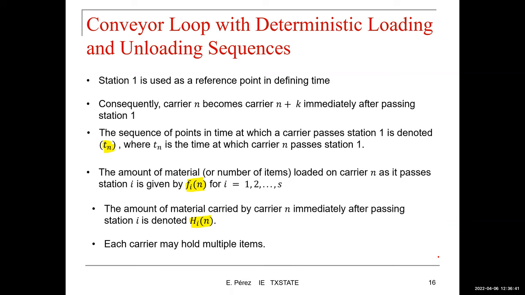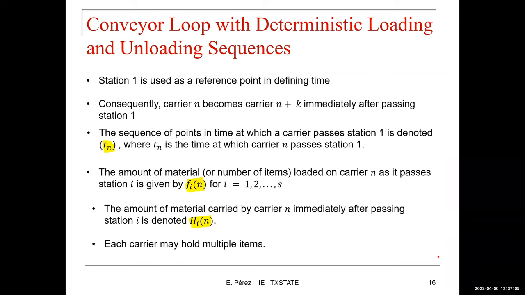The sequence of points in time at which carrier passes station one is denoted by Tn, where Tn is the time at which carrier N passes station one. The amount of material that is loaded on carrier N as it passes station I is given by Fi of N. So N is the carrier number, I is the station number.